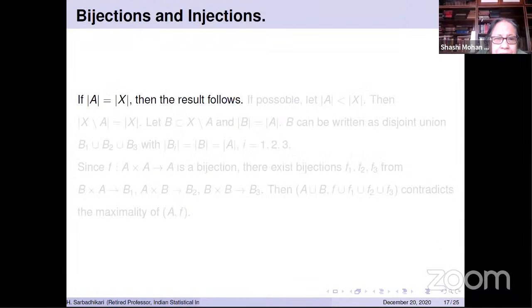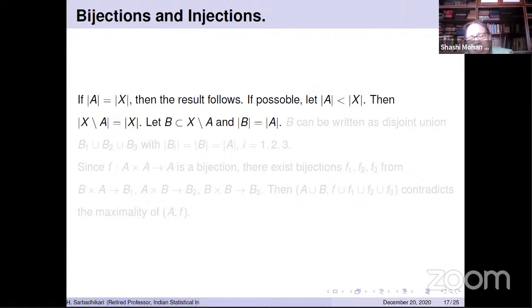Then if the cardinality of A is the same as the cardinality of X, that is good enough. That means there is a set A of cardinality the same as X, with a bijection from A cross A to A. And since A and X have the same cardinality, from X cross X to X also there will be a bijection. You can convert it.